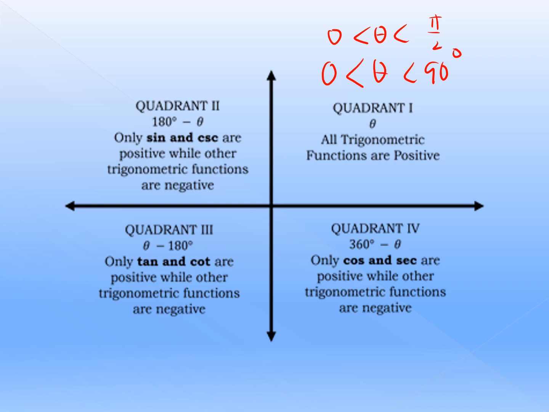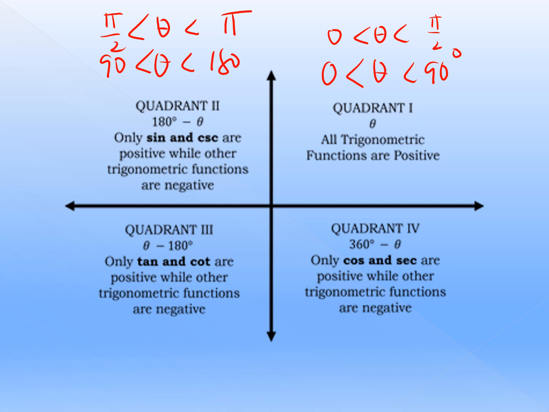And in quadrant 2, if the angle measure falls in quadrant 2, only sine and cosecant are positive, while the other trigonometric functions are negative. How are we going to know if the angle measure falls in quadrant 2? If the given theta is greater than 90 degrees but less than 180 degrees. Or if it is in radian measure, the given theta is greater than pi over 2 but less than pi.